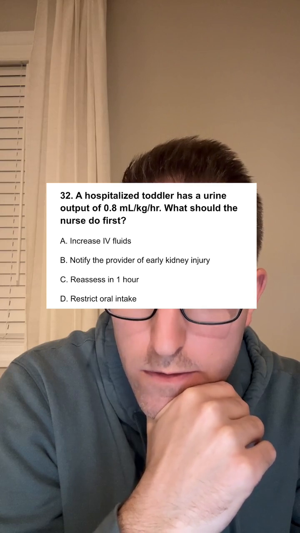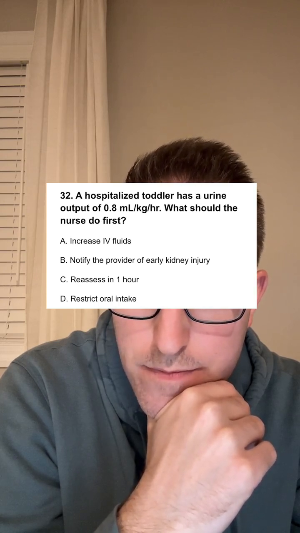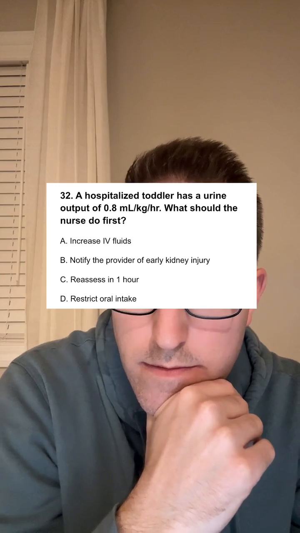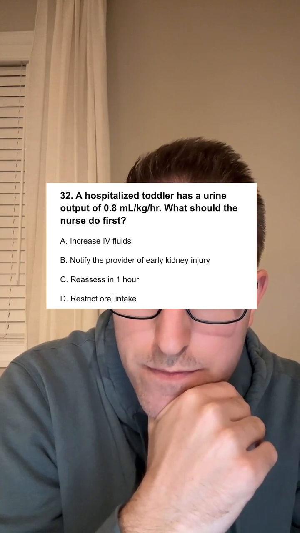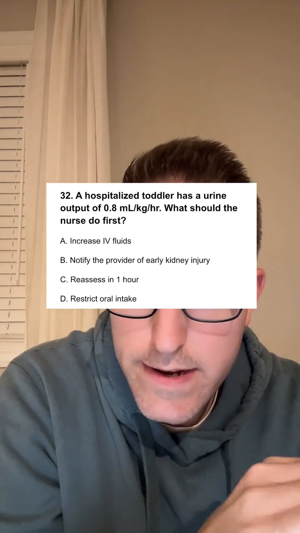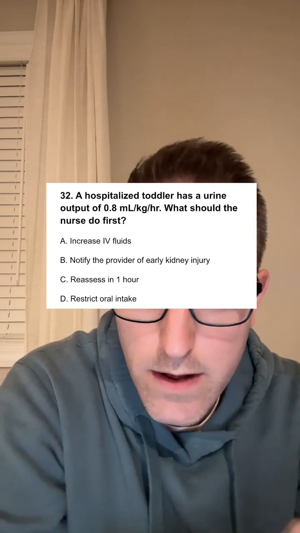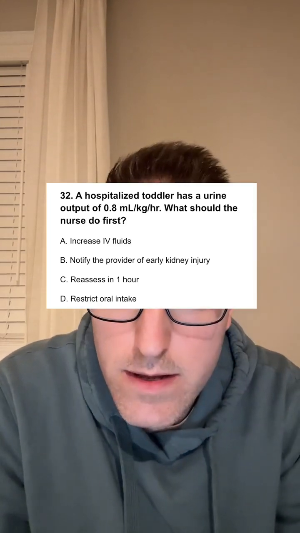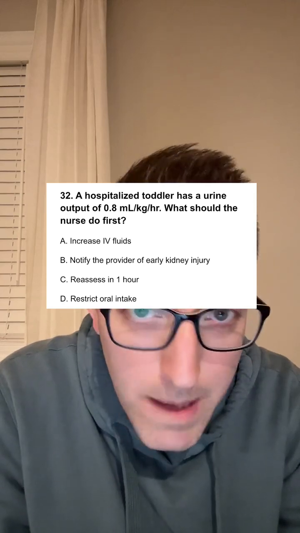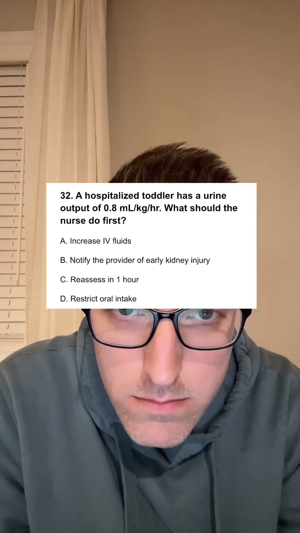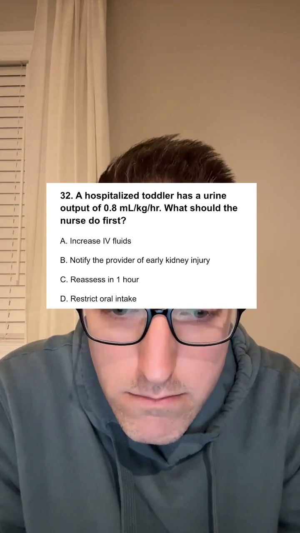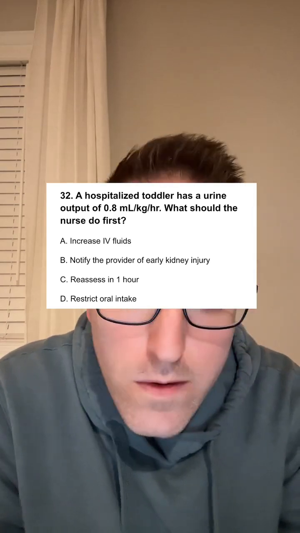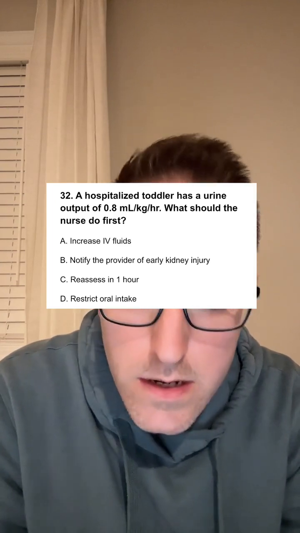You guys appear to be kind of all over the place here. The answer here is going to be C. We're going to reassess in an hour. I'll give you the rationale. The normal pediatric minimum is roughly 1 mL per kilogram per hour for a toddler. So 0.8 warrants a recheck before escalation.